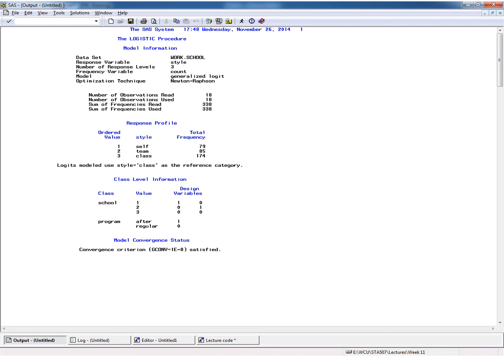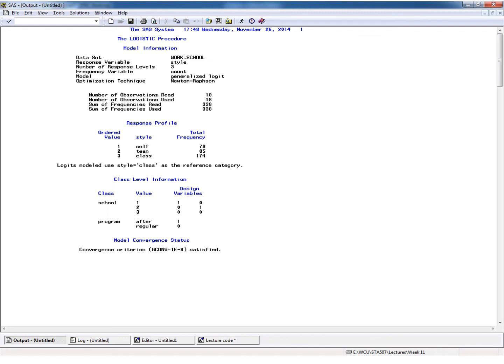Although a sizable number, right? 85 did like team and 79 did like self instruction. So, certainly there were decent sized numbers in the other categories as well. Now, most importantly is that line where it says Logit's modeled use style equals class as the reference category. Always check that SAS is in fact using the reference category that you think or expect it to.